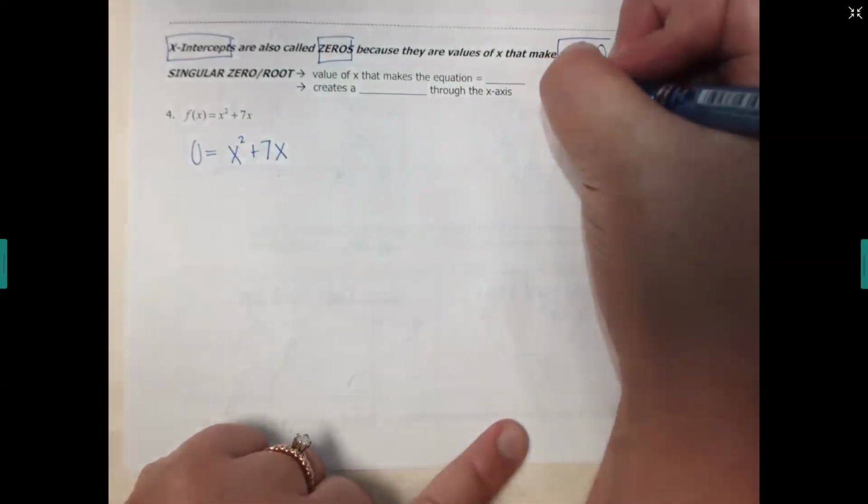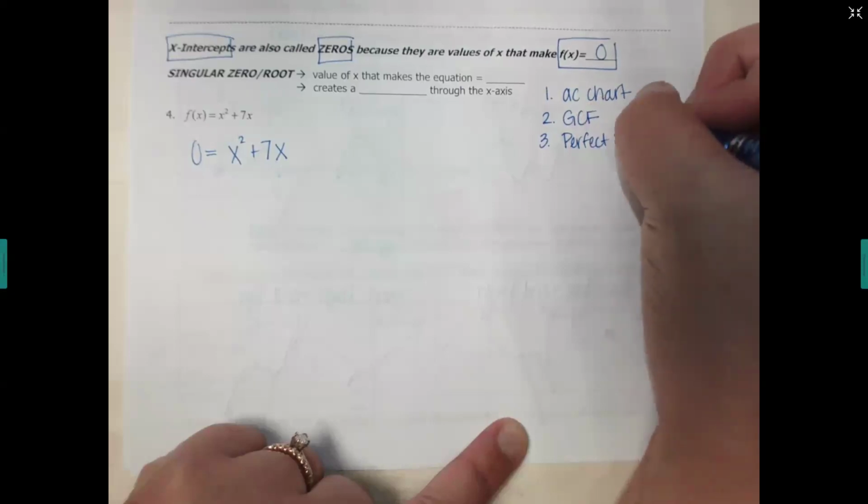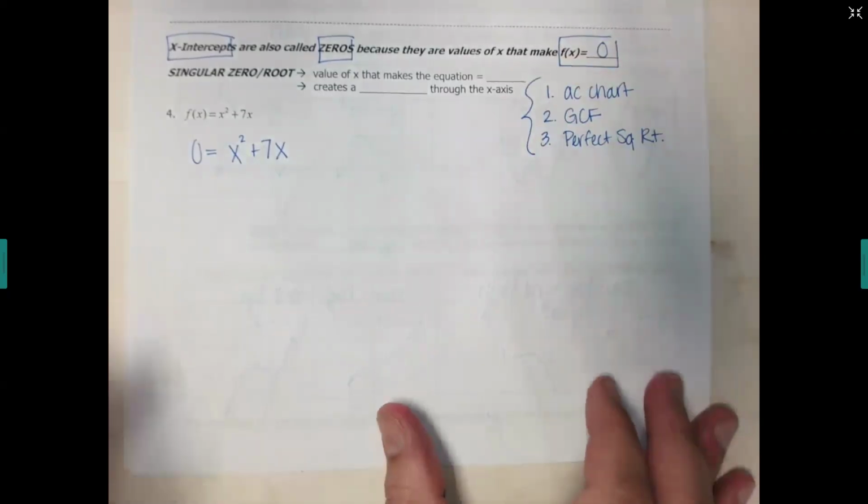Last class, you learned 3 ways to factor. Let me remind you what they are. You learned the AC chart, GCF, and perfect squares. Ty, will you put your computer up, please? These are the ways that we learned how to factor last class.